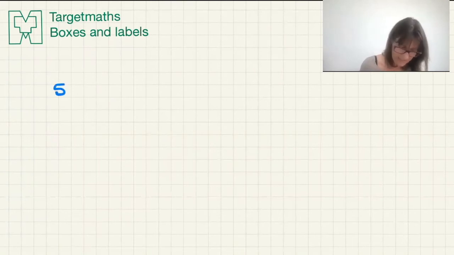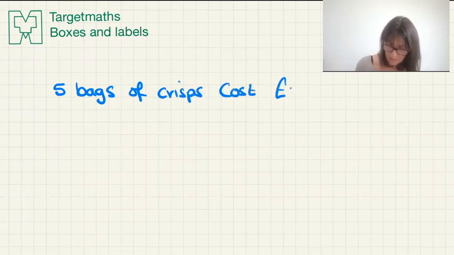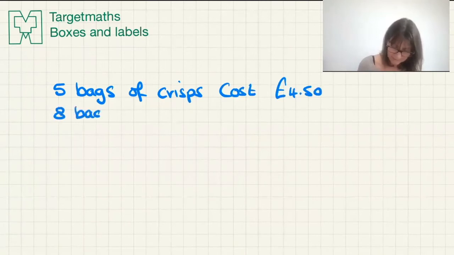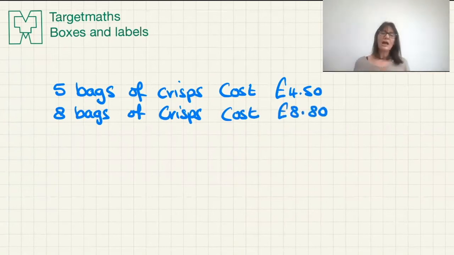I'm gonna not write masses because we don't want to wait around too long. So let's say 5 bags of crisps cost £4.50. And 8 bags of crisps, don't know if they're multi-packs or not at that price, are going to be £8.80. And the question is, which one is the better value? Which one should you go and buy? Because the actual individual bags of crisps are better value.